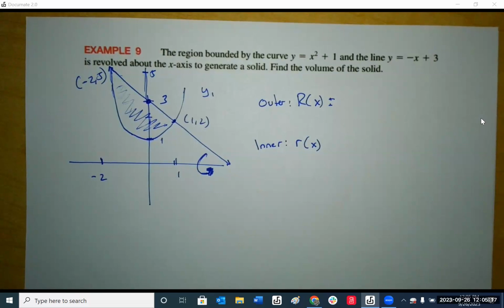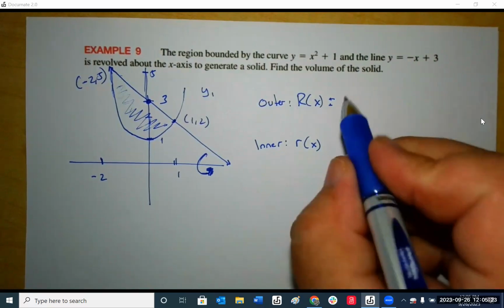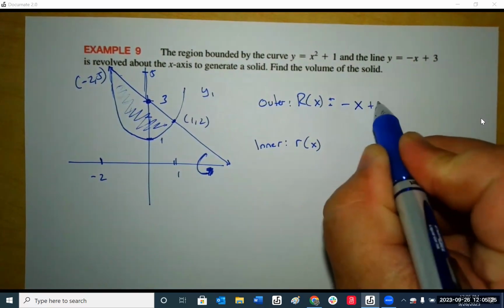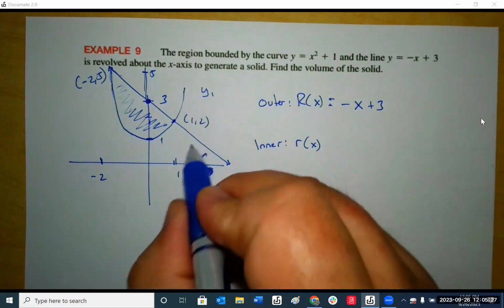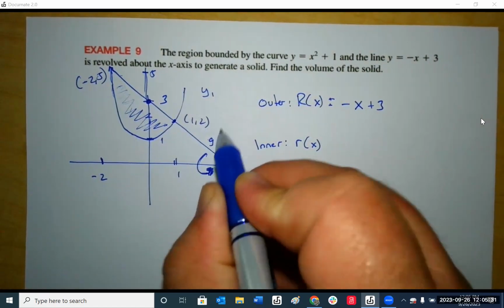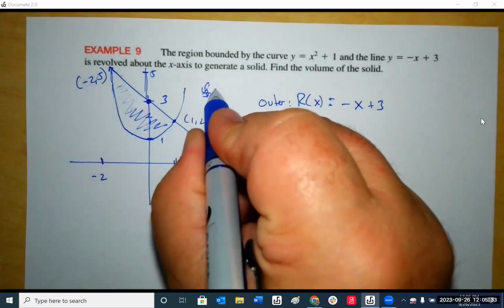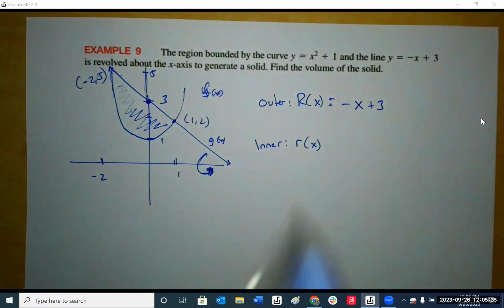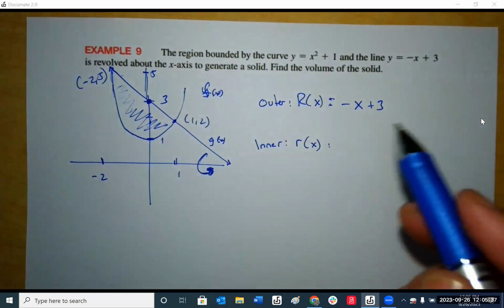What's that one going to be? Which is the outer one, the higher one? Negative x plus 3. Right. It's the g of x. This is f of x. This is g of x. All right. So the smaller one, the lower one, is x squared plus 1.